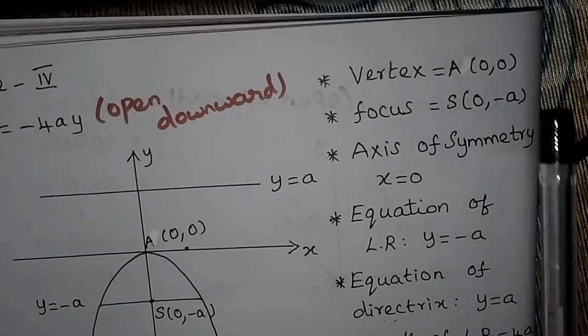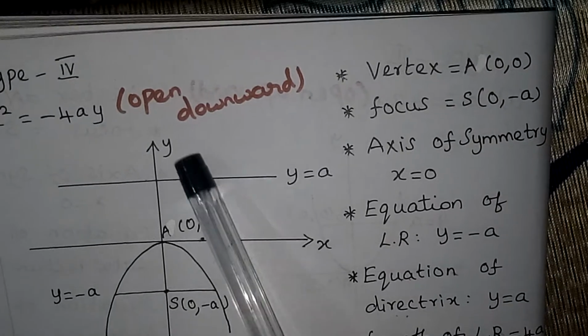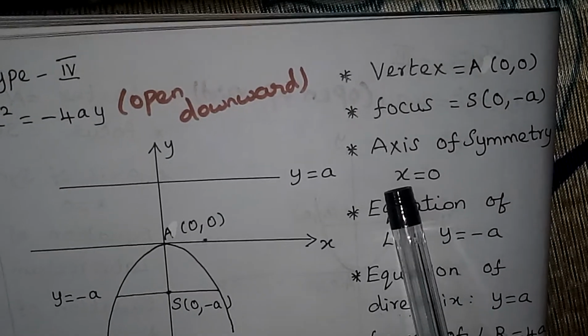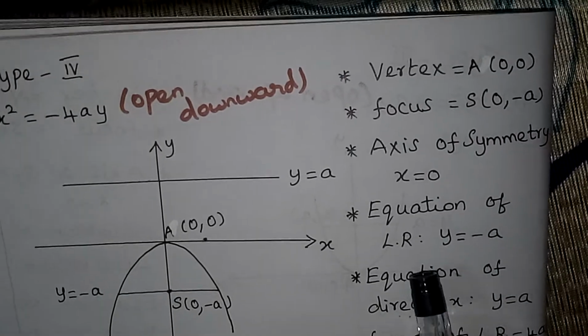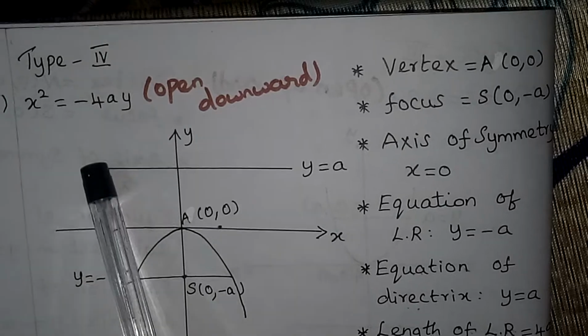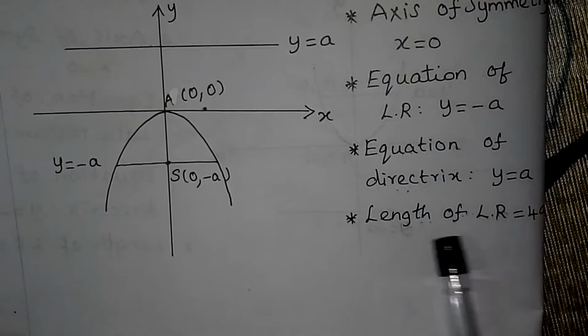Vertex is origin, focus is 0, minus a. Axis of symmetry is, here the y-axis is dividing it into two equal parts. So y-axis, that is x equal to 0. Equation of latus rectum is y equal to minus a. Equation of directrix is y equal to a. Then length of latus rectum is 4a.